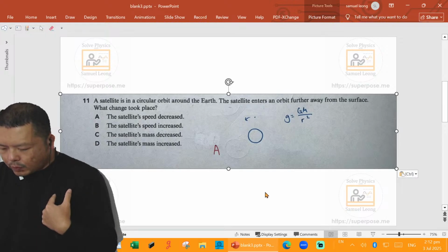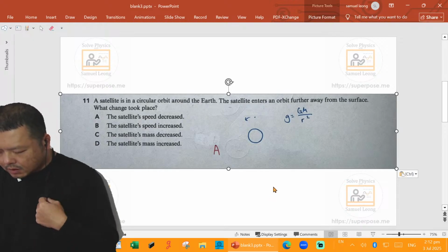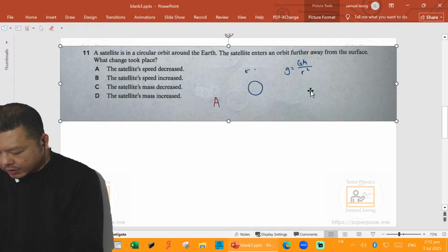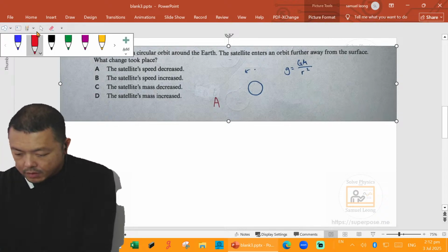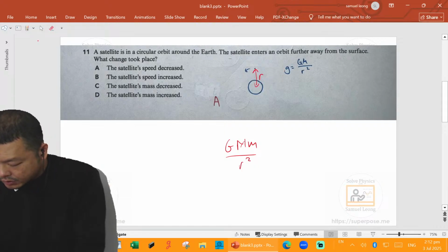So that's a bit weird because if it's the exam style questions, well, technically you can do this. Yeah, you can do this. So very quickly, okay. GMm over R squared, it will be something like that, right? Okay, sorry, you drew a satellite there already. This is R, right? So GMm over R squared equals to mv squared over R.